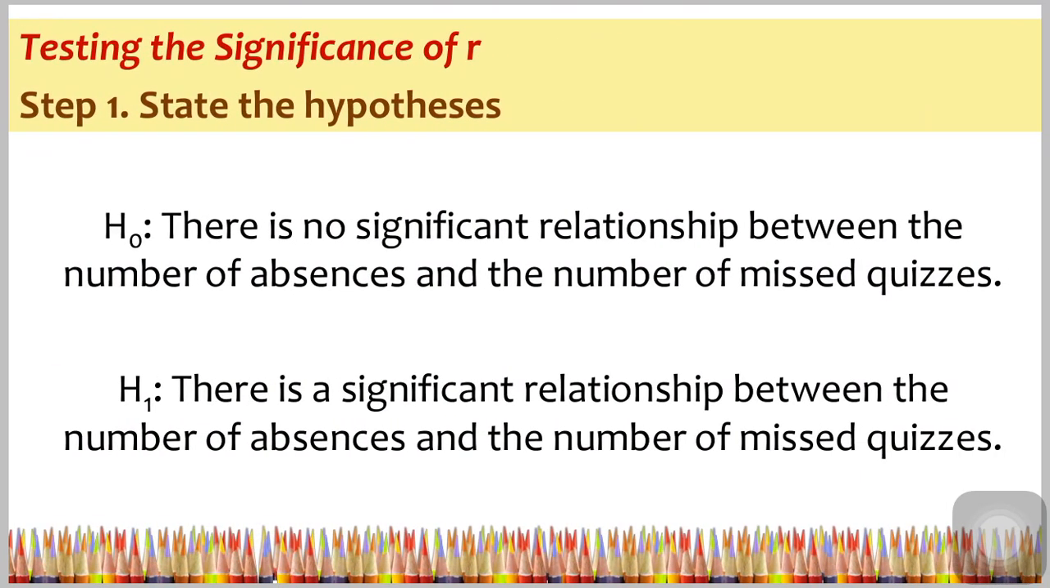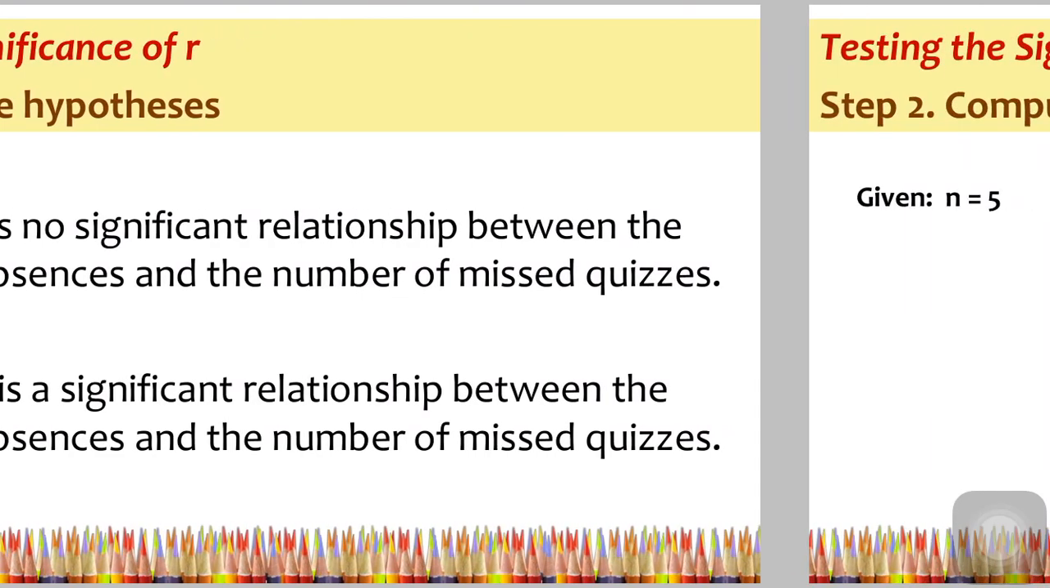So we state the null hypothesis: there is no significant relationship between the number of absences and the number of missed quizzes. The alternative states that there is a significant relationship between the number of absences and the number of missed quizzes. Then we compute for the value of t.